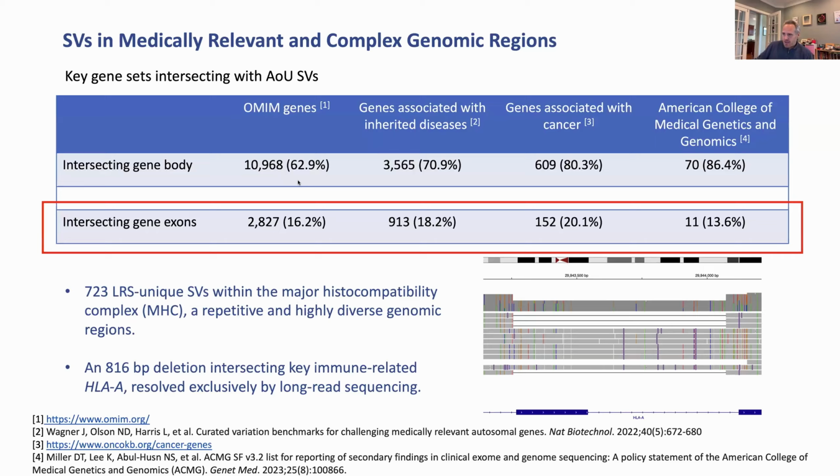Here's an example. Again, even within the gene exons, we're finding many examples. Down here at the bottom, here's an example of an SV inside of a gene that falls in the MHC complex, and is a key gene associated with immune-related conditions here. So it's really, really important to be able to study these as we're getting a detailed profile of patients and all the variants that are present there.